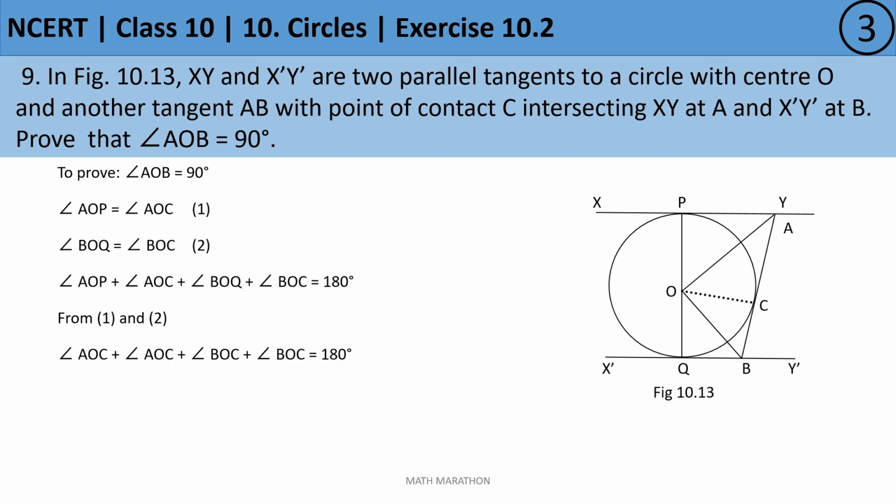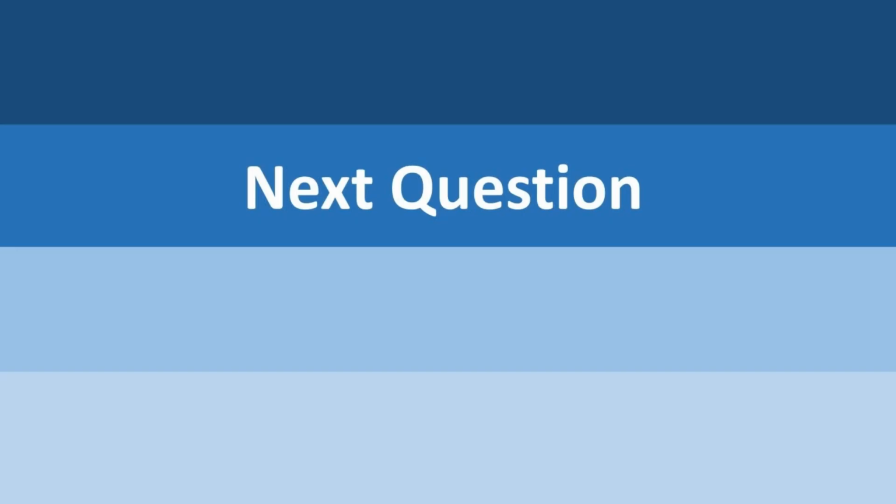Replace angle AOP with angle AOC. Replace angle BOQ with angle BOC. Twice angle AOC plus twice angle BOC is equal to 180 degrees. Let us divide the equation by 2. Angle AOC plus angle BOC is equal to 90 degrees. Angle AOB is equal to 90 degrees. Let us see the next question.